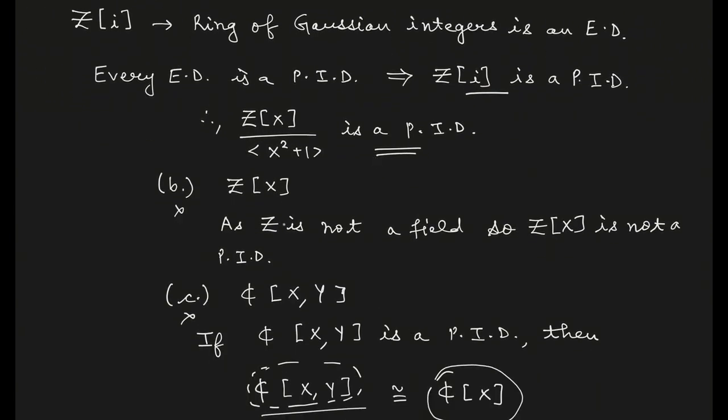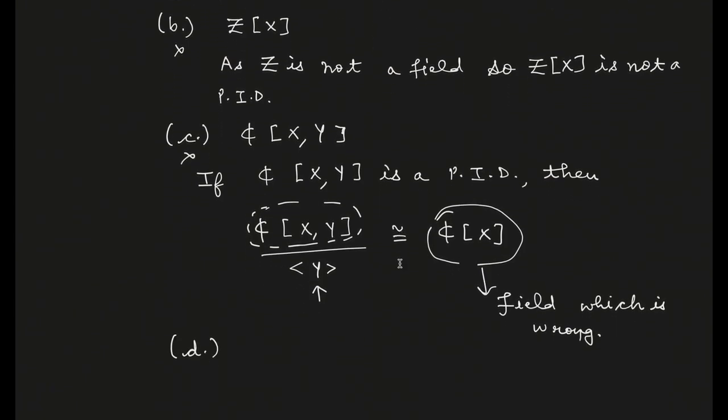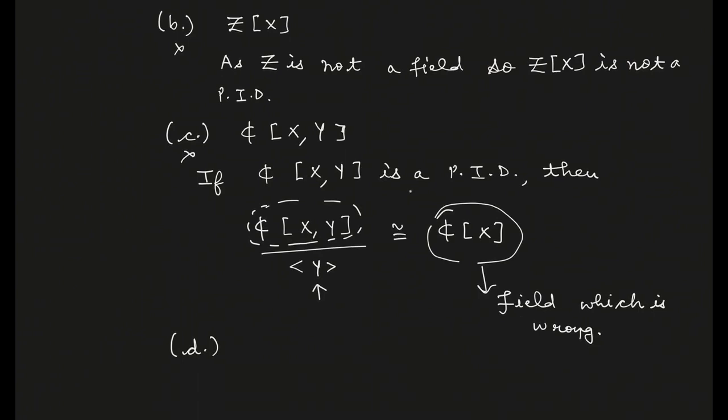Option B, Z[x]. As Z is not a field, so Z[x] is not a PID. In option C, if C[x, y] is a PID, then I can write this as C[x][y] upon ideal (y), and roots of this y are 0 only. If I put 0 in this ring, then I will get C[x]. So if C[x, y] is a PID, then C[x] is a field, which is a contradiction because polynomial ring is not a field. So C[x, y] is not a PID.